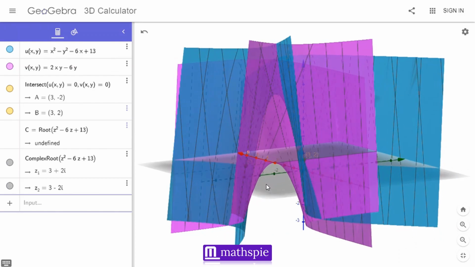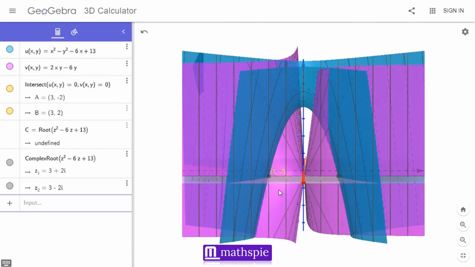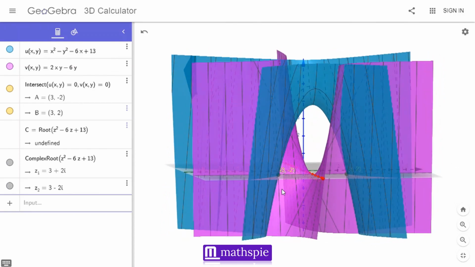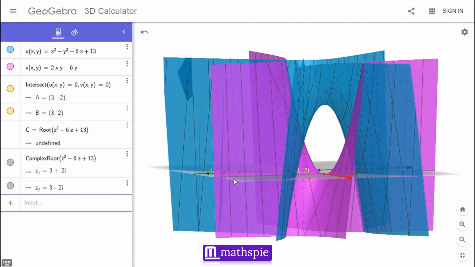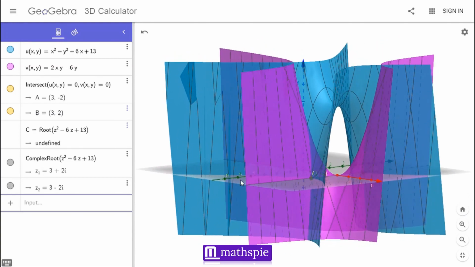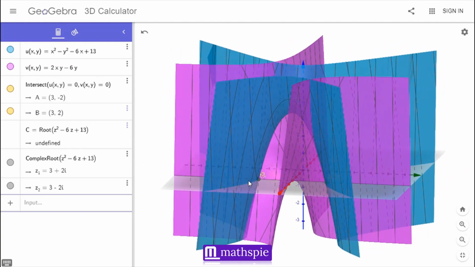See, on the xy plane, what we have is u equal to 0 and v equal to 0. So according to the theory, these points are the roots. Roots are the points in the xy plane such that u and v intersect. If you want to find the roots of the polynomial, just look for the intersection of u and v in the xy plane.